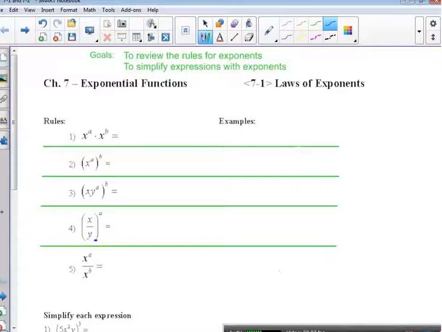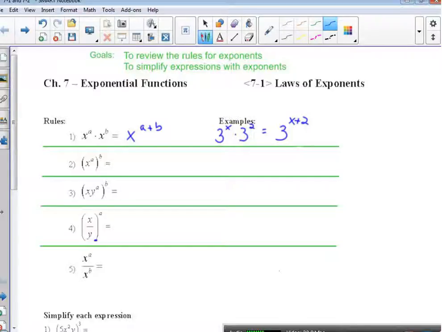x to the a times x to the b is x to the a plus b. If I have, for example, 3 to the x times 3 to the second, that would be 3 to the x plus 2, not 3 to the x times 2 or 3 to the 2x. You have to add those.